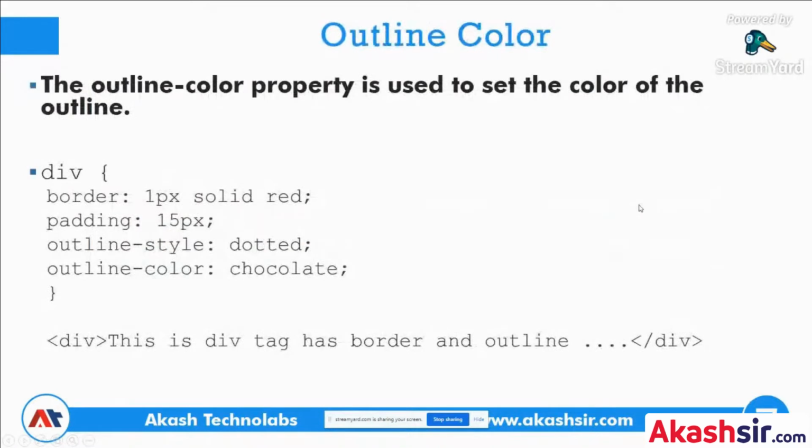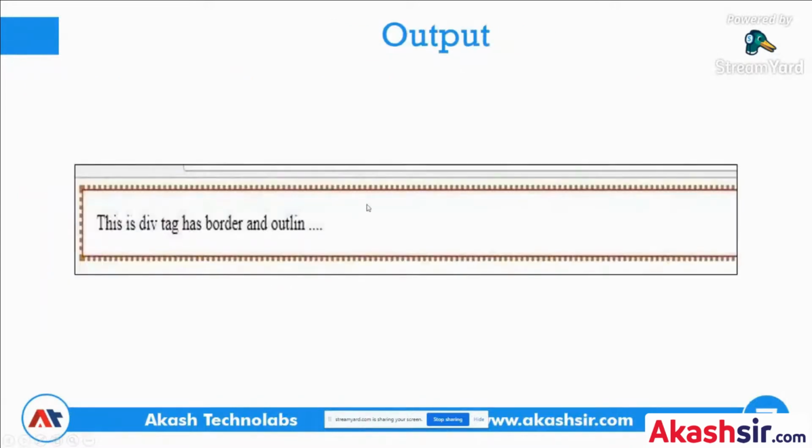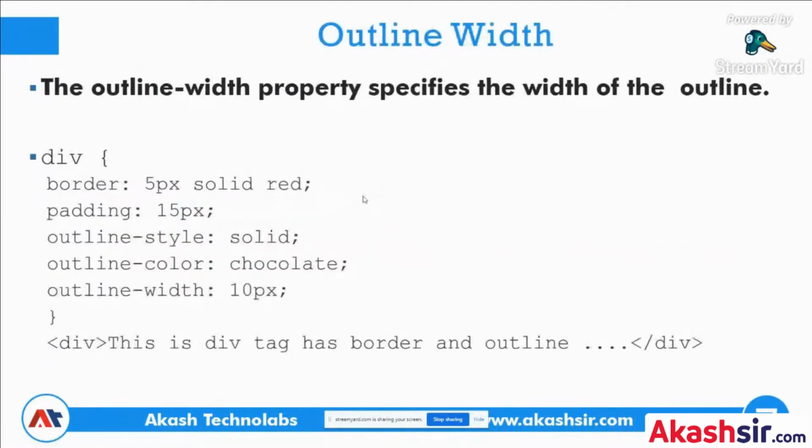Next, let's say if I want to specify some colors. Here you can see we can specify a simple property, that is outline color. Chocolate, I love this color. This is a chocolate color. So you can see we can specify the property outline color. Now you can also specify the width, that is outline width.